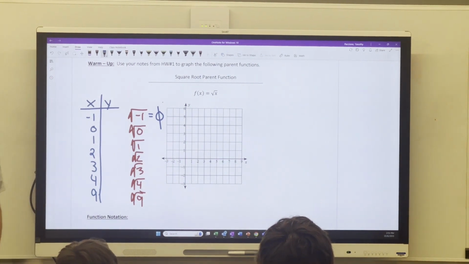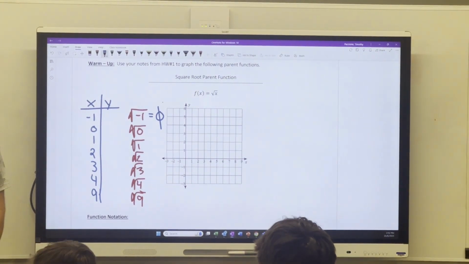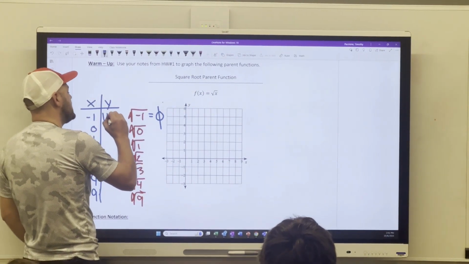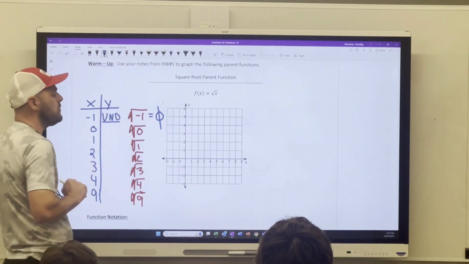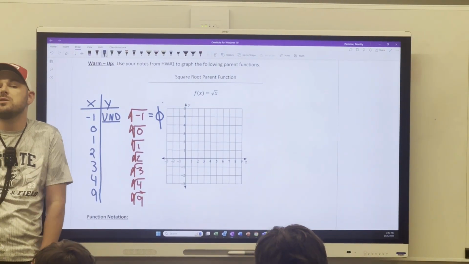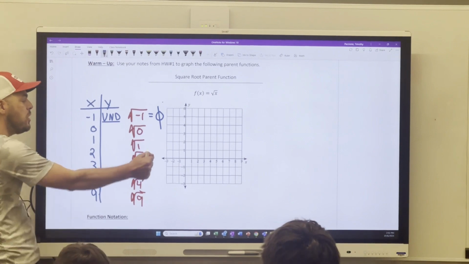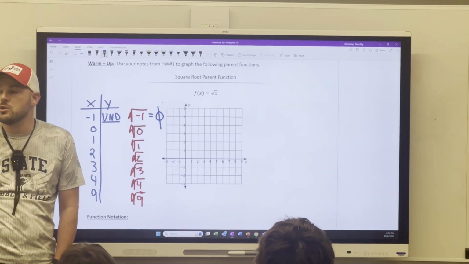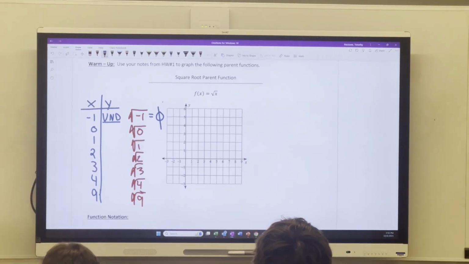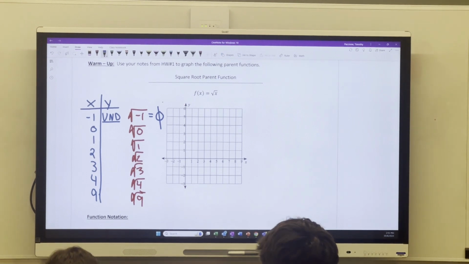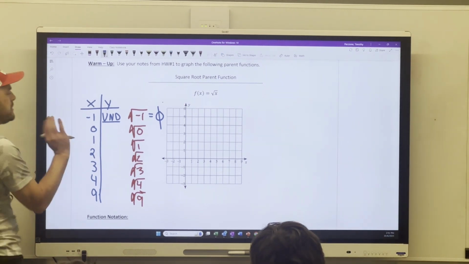So it's undefined. It's not a real number, and it doesn't belong on our graph. There's no output for that input, so there's no y to that x, so there's no point. Okay? So you can't do that one, but that's okay. That just means we won't have a point there.